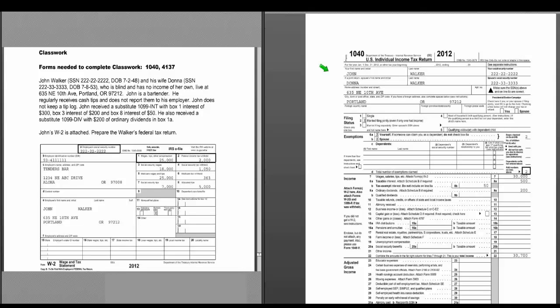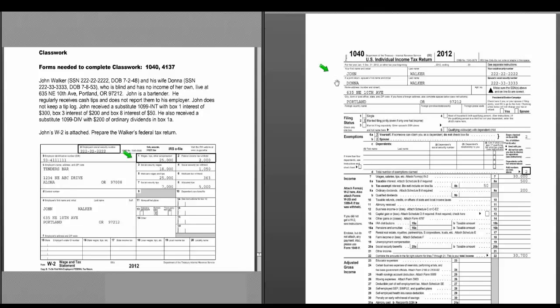John received a substitute 1099 INT with Box 1 interest of $300, Box 3 interest of $200, and Box 8 interest of $50. He also received a substitute 1099 DIV with $200 of ordinary dividends in Box 1A. We give you John's W-2 and ask you to prepare the Walkers' federal return. So let's take a look at the 1040.